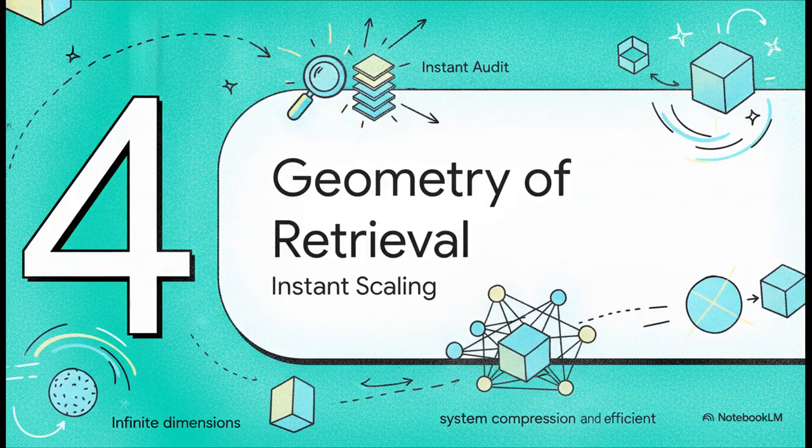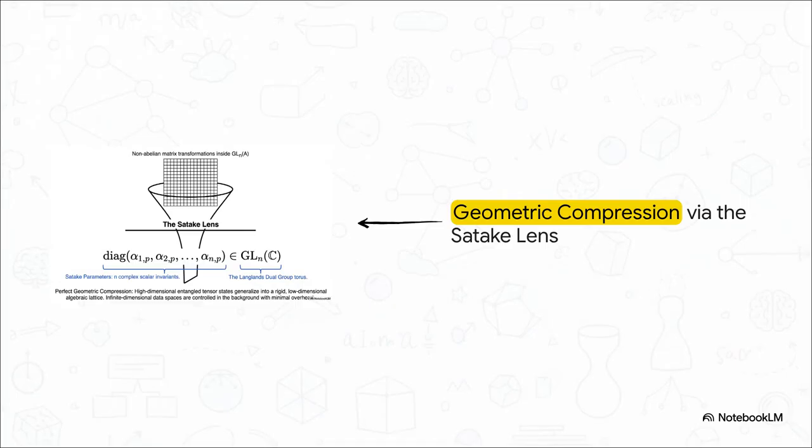Section 4, the geometry of data retrieval. With our data now distributed across these infinite dimensions, we really need to understand how this system actually compresses and retrieves information. Notice how the Satake lens forces high-dimensional states to generalize into a rigid, low-dimensional algebraic lattice.